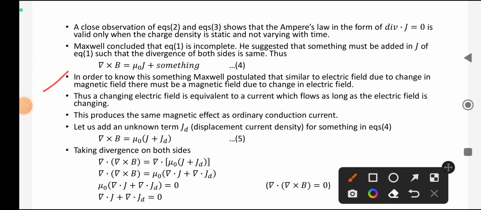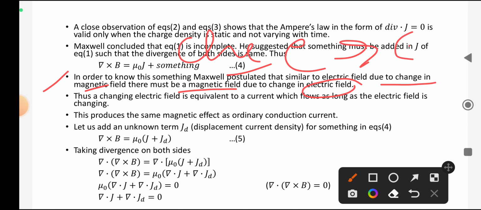In order to know this something, Maxwell postulated that similar to the electric field due to a change in magnetic field, there must be a magnetic field due to the change in electric field. So generally, a change in electric field produces a magnetic field.